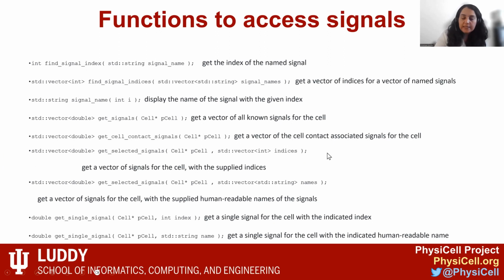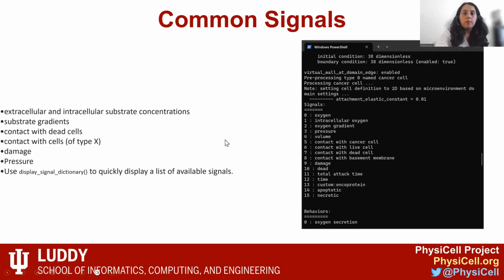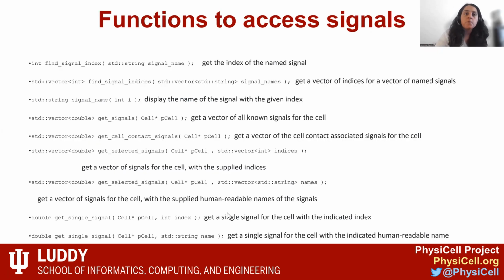So how will we access these signals in our C++ program? We want to access these signals and change behavior according to them. So first we want to read these signals. There are different ways to read the signals. You can get the index of a named signal. For example, the signal name is oxygen or pressure or something else. You can give the string name, the human-readable name, and it will give you the signal index if it's present. And how would you know it's present? Because you would know it from the dictionary list that the signal is present.